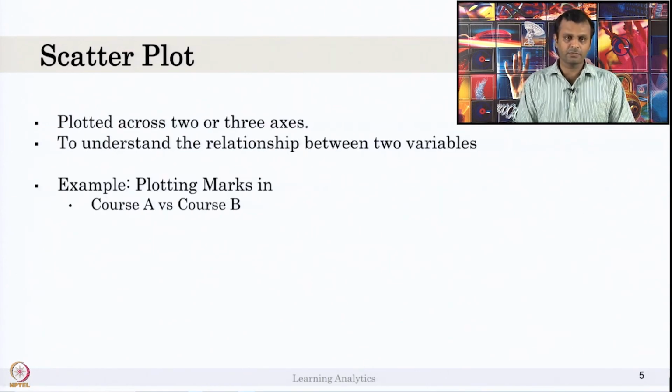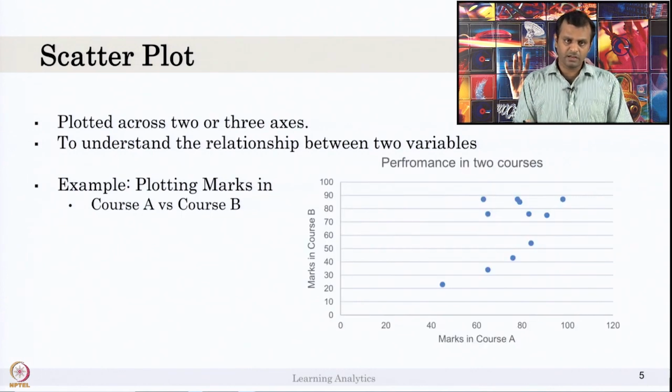Let us look at the scatter plot. A scatter plot is plotted across 2 or 3 axes, usually 2 axes is easy to compare. It is used to understand the relationship between 2 variables. It is not just a distribution, it also shows the relationship between 2 variables. For example, plotting the marks in course A and course B. We saw in the last slide course A and course B marks shown in the box plot.